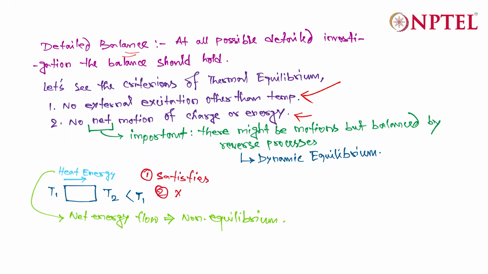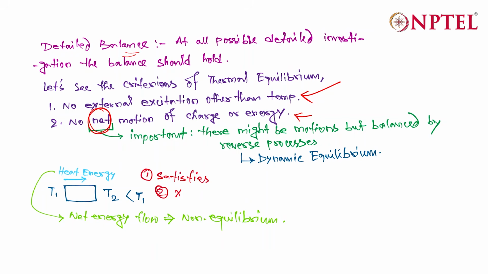Otherwise, how do we decide whether the material is in equilibrium or not? We understand what equilibrium is. At all possible detailed investigation, there should be a reverse process at the same rate. That is what will ensure that the material is in equilibrium. But when we look into a semiconductor, how do we decide whether it's in equilibrium or not? We can't go and check all the details. So there are two criteria that we generally look at. One is no external excitation other than temperature. Second is no net motion of charge and energy. So the word net in this case is very important.